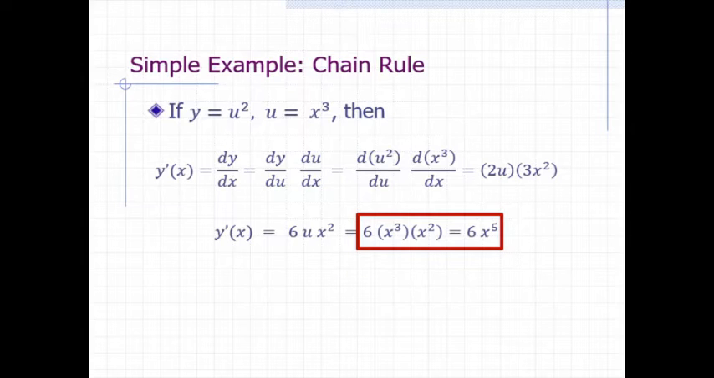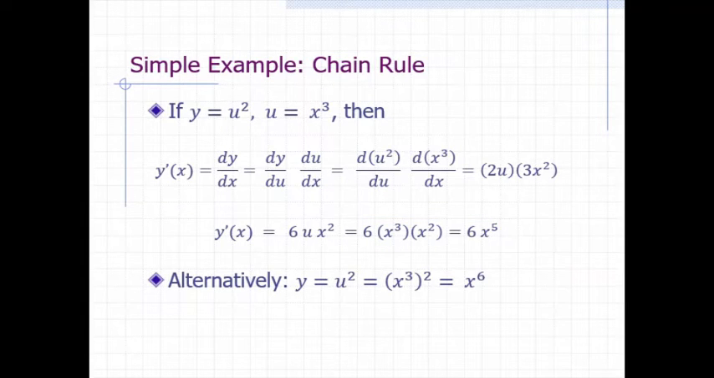Here's an alternative way of determining the derivative. Starting with y equals u squared, we replace u by x cubed. We can see that x cubed squared is x to the power 6. So the derivative of y with respect to x is the derivative of x to the power 6, which gives us the same answer, 6x to the 5th. It may seem like using the chain rule is more cumbersome, but that's only in this specific very simple case. In general, you will find that the chain rule is quite convenient.